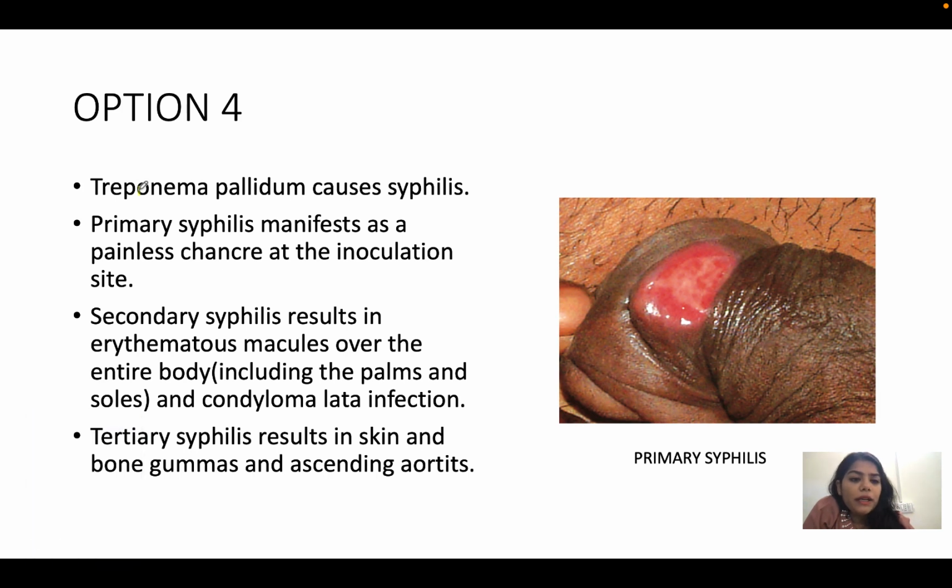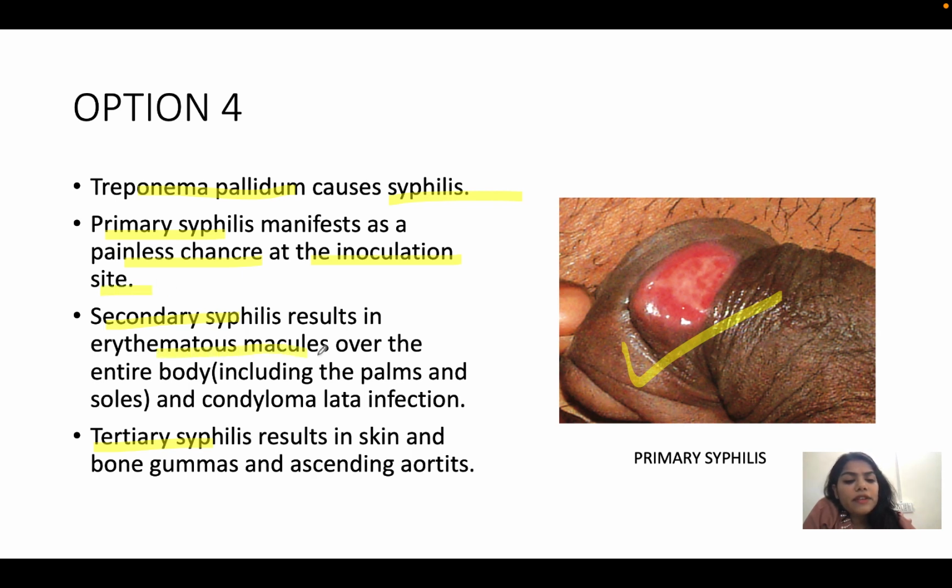And the fourth option that we had was Treponema pallidum. So Treponema pallidum causes a disease which is syphilis, which is a sexually transmitted infection. It manifests initially as primary syphilis. Then the other manifestations are secondary syphilis and tertiary syphilis. So primary syphilis manifests as a hard chancre that you see here in the image. It manifests as a painless indurated chancre at the inoculation site.